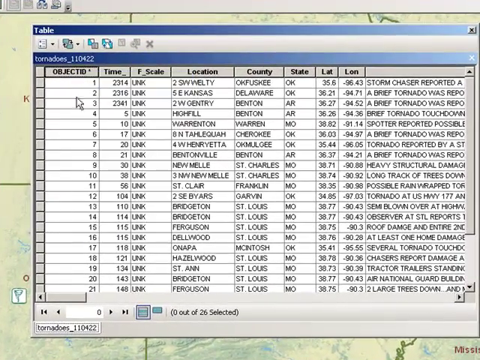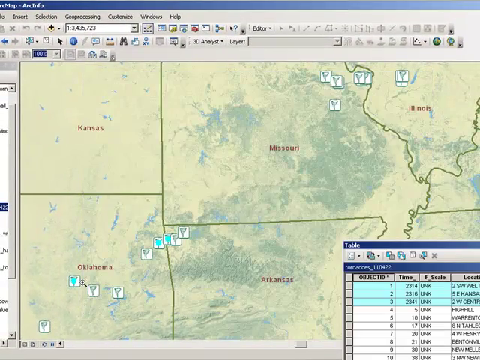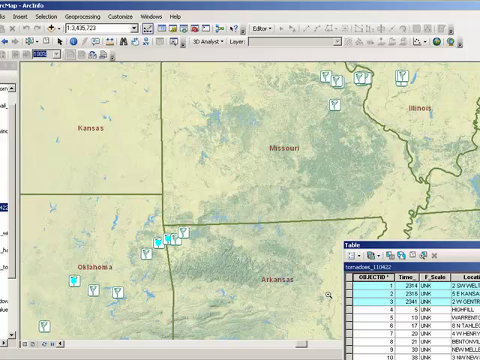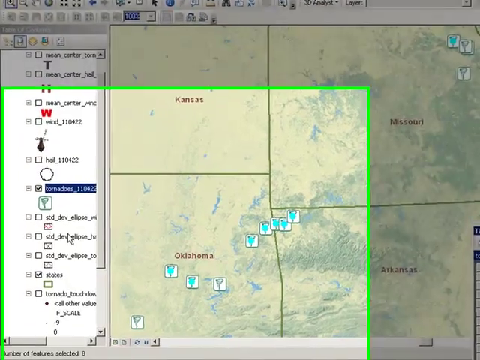Highlight the first few records in the table. And move the table so that you can see the map. See those cyan dots? Those are the ones we're looking at right now. Let's highlight a few more. Down here, and there's one up here now.